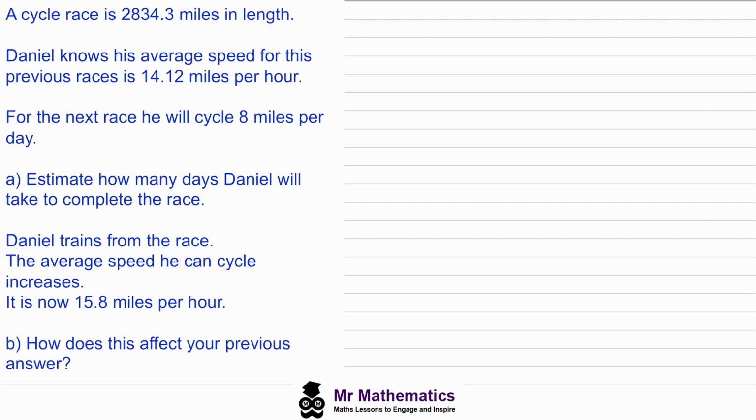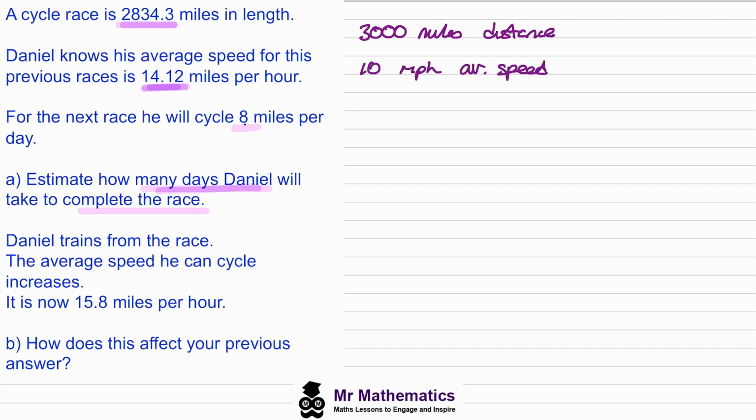Okay, so welcome back if you're ready to go. So I'm just going to highlight the important values. We've got the total length of the race, the average speed, the number of miles per day, and we want to work out how many days to complete the race. So if we approximate each value, we'll approximate the distance of the race as 3,000 miles. We'll approximate the average speed as 10 miles per hour. And we'll leave this 8 as 8 miles per day.